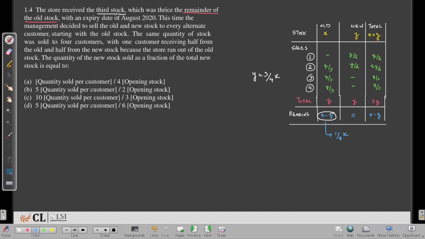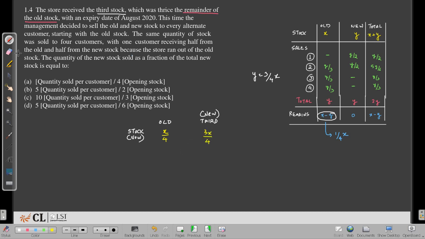So in this case, the third stock is thrice the remainder. The new stock is thrice of 1/4 of x, which is 3/4 of x. So we need a new table to be created. We have the old stock, and we have the third stock, the newest one. We look at the stock now. The stock now would be equal to x by 4 for the old and 3x by 4 for the new.